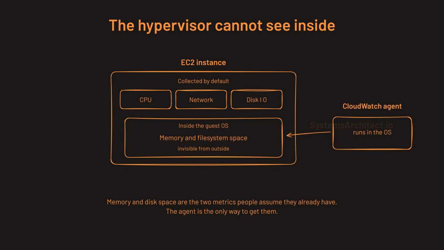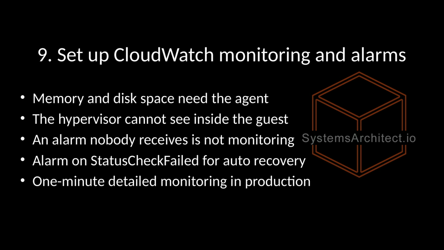An alarm nobody receives is not monitoring, so check each one has an action and reaches a real channel. Include the status check metrics so a failing instance triggers recovery automatically. Enable 1-minute detailed monitoring in production, since 5 minutes is too coarse for auto-scaling.